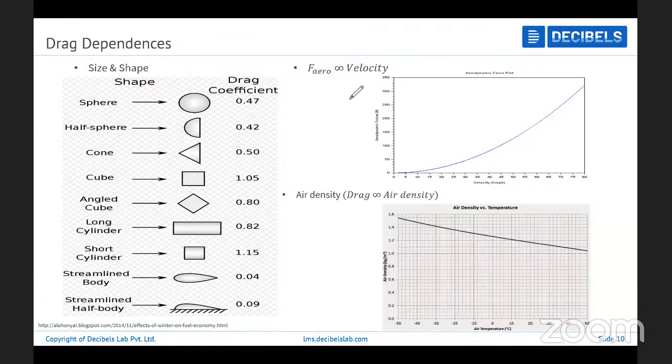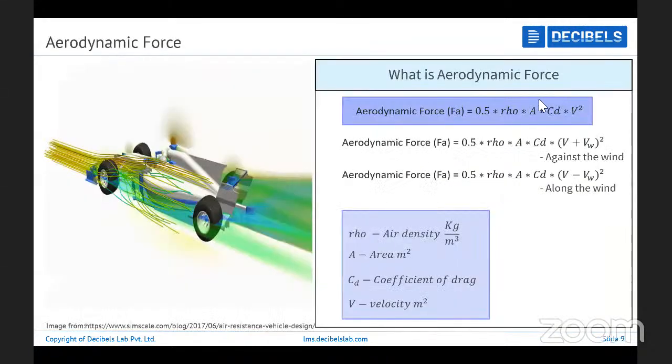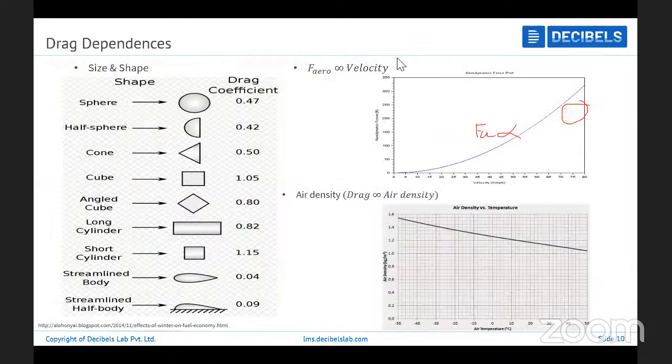And then one more parameter, that is velocity. If you see the equation again, it is V squared here, which is directly proportional to the aerodynamic force. So as the velocity of your vehicle increases, the aerodynamic force is going to increase.